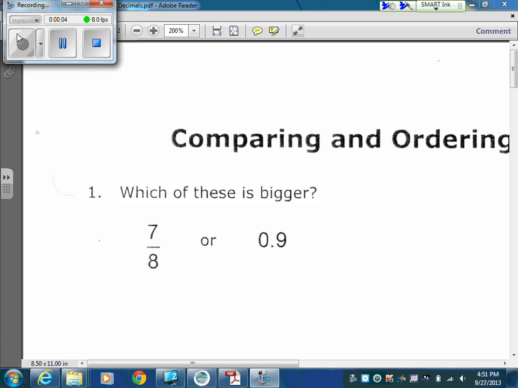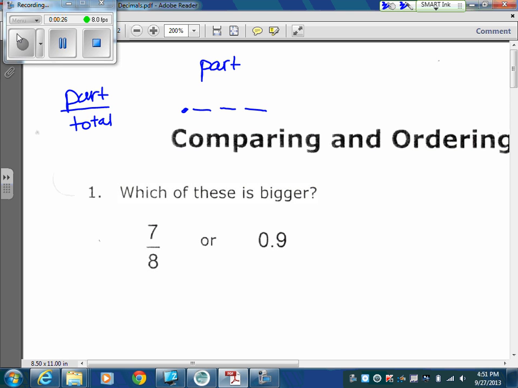Okay, comparing and ordering fractions and decimals. One thing we've been working on is converting fractions to decimals. Fractions and decimals are the same in that both are part over total. A decimal is also a part of a whole number. And in decimals are place value.